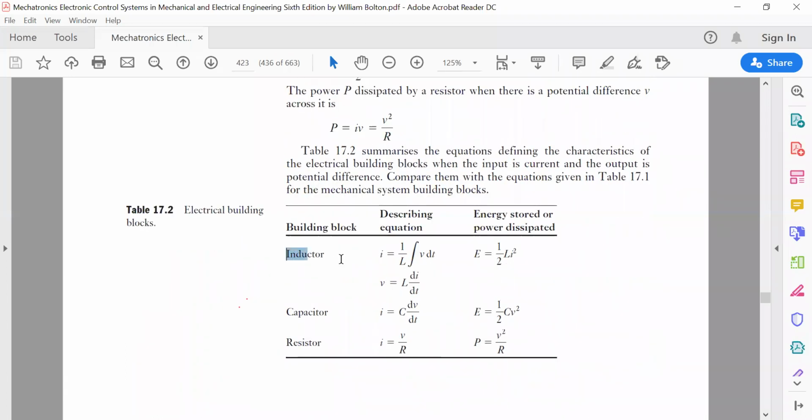So this is the inductor, and these are the two formulas for the inductor, including the energy stored in the inductor. And then this is the formula for your capacitor, and this is the energy stored in the capacitor. Then this is the resistance, and this is the power dissipated along the resistance. Okay, so these are the analogies.